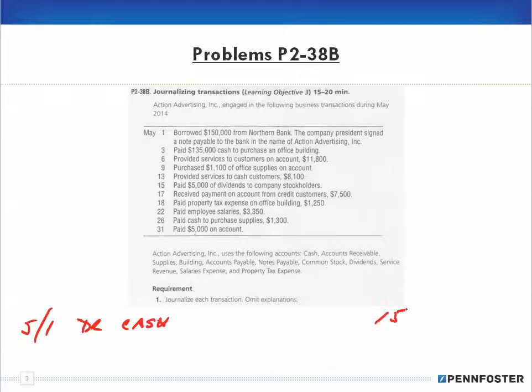for $150,000. That means debits have to equal credits, so I have to credit something else. And what is the other context of the transaction? It says the president signed a note payable. When I look at my accounts down here, I have a notes payable account, so I'm going to put notes payable for $150,000. And that's the journal entry. Okay, I'm erasing it.